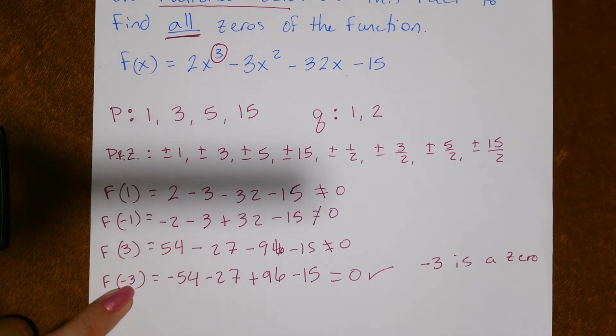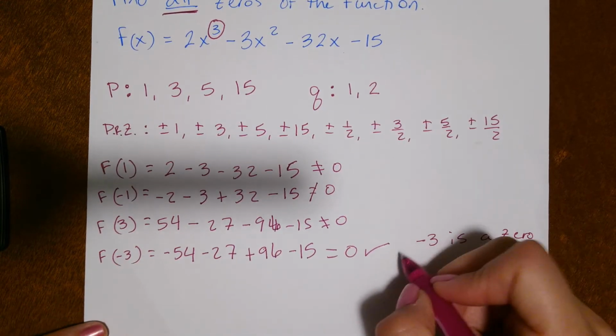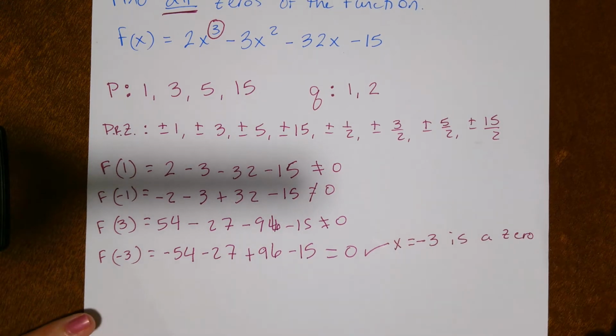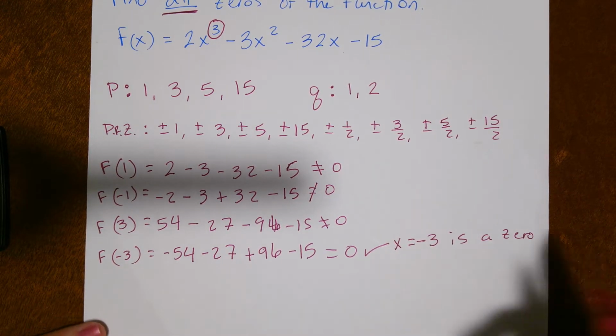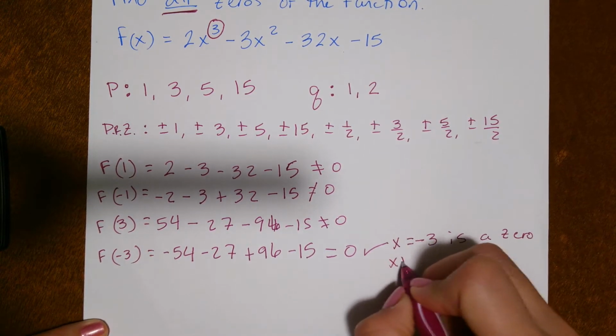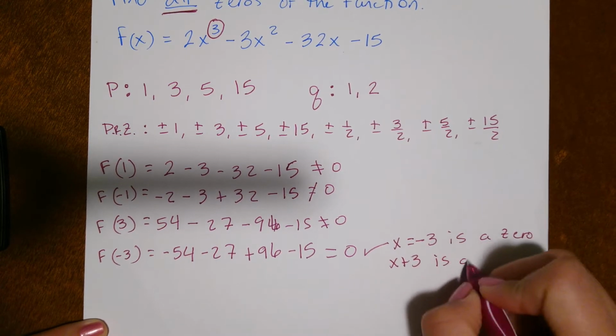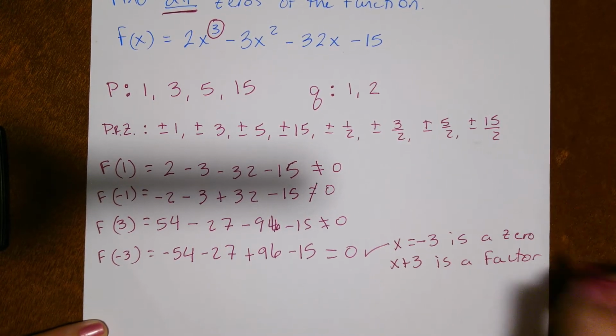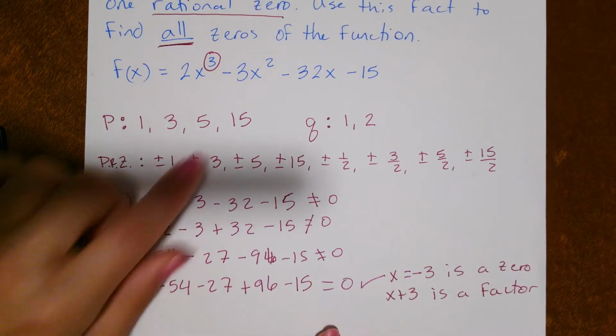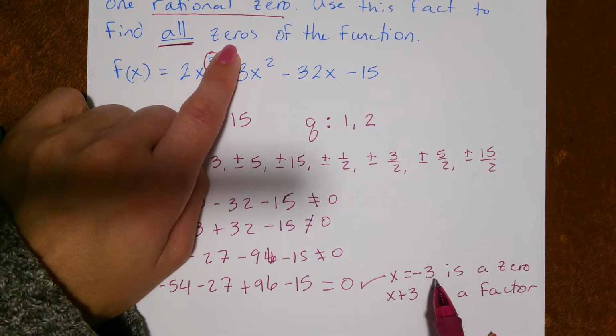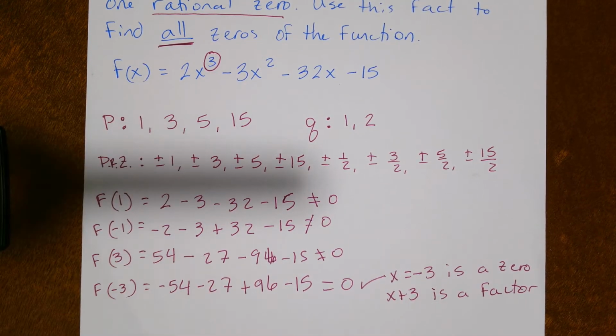And so if I wanted to write that back as a factor, this is x equals negative 3. So to write it as a factor, I just need it equal to 0, so I add 3 to both sides. X plus 3 is a factor. This problem specifically asks for the zeros, so I'm going to keep it as the zeros. If it wanted me to write this as a product of linear factors, then I'd want to work with the factors.